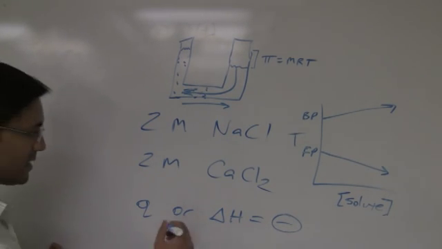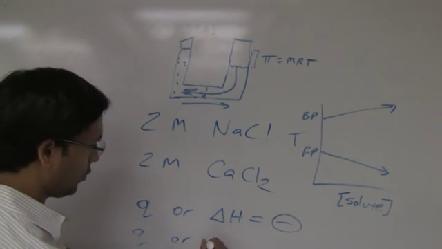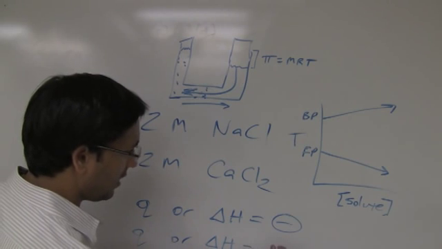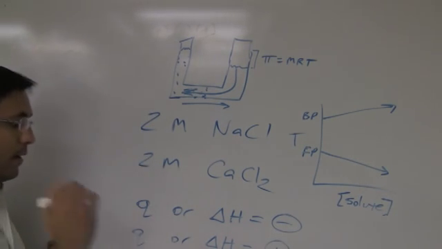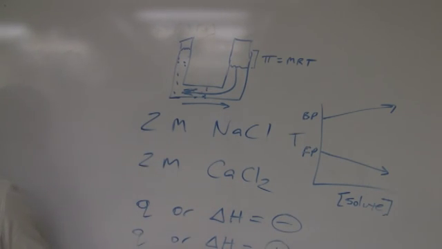And then the opposite: Q or change in H equals positive. What's going on? Heat goes into the system, so it's known as what type of reaction? Endothermic. And what happens to the temperature of our solution? It decreases. Good.